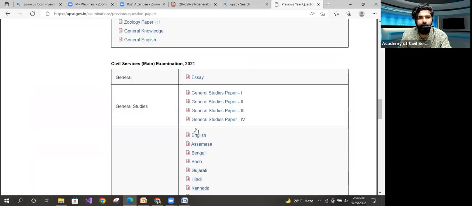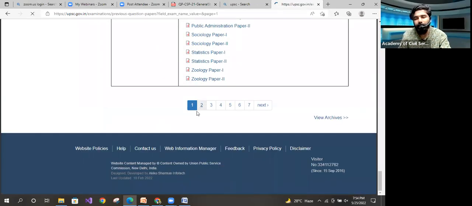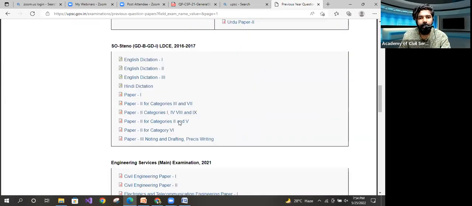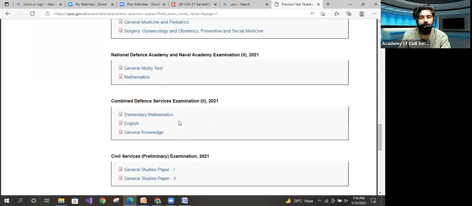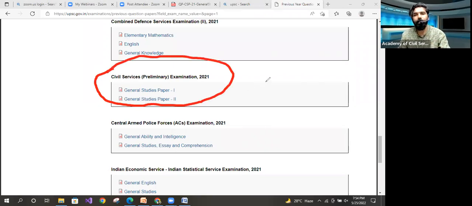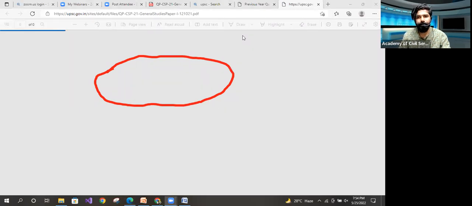Indian Forest Mains Examination, Civil Service Mains Examination is here. You can go by page also, if you can't find it in the search page. Mains Examinations, then Engineering, Combined, National Defense, Civil Service Examination here. Yeah, you can see here. So this is the question paper of 2021. Both the CSAT and GS papers are available here. If I click here, it will open this question paper.